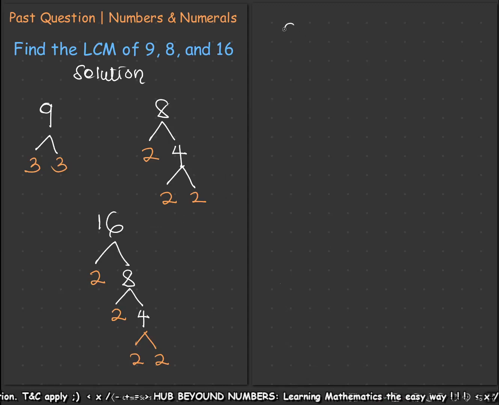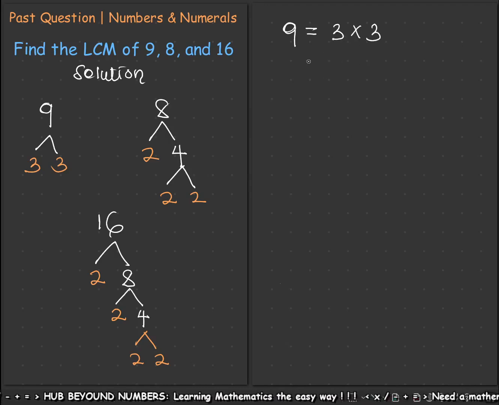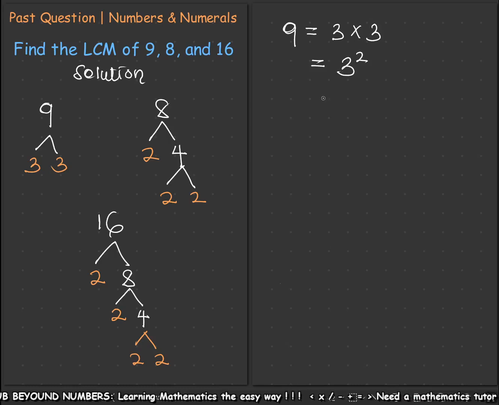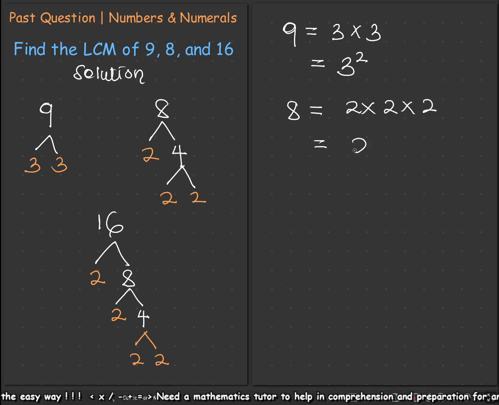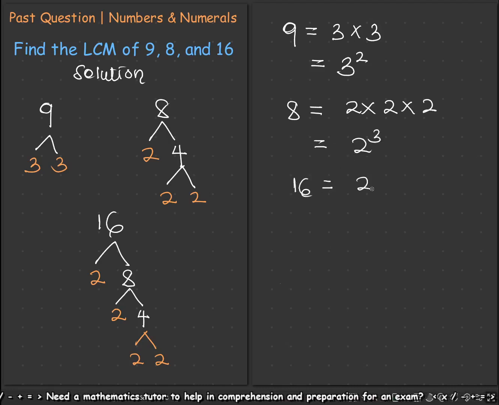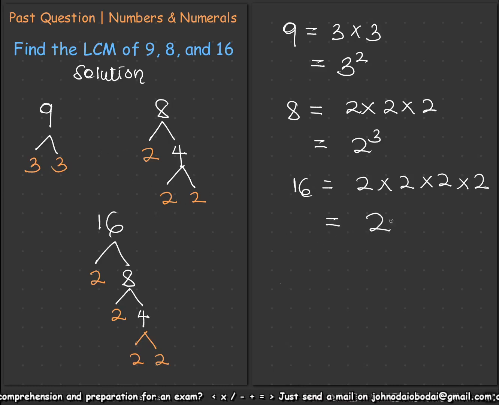So in that case, if we want to write these numbers as product of primes, then it simply means that our 9 is equal to 3 times 3, and we know 3 times 3 can be written as 3 squared. Our 8, on the other hand, is written as 2 times 2 times 2, which is written in index notation as 2 to the power 3. Then our 16 can be written as 2 times 2 times 2 times 2. That is, we are multiplying those that I've written in yellow, so that we have 2 to the power 4.